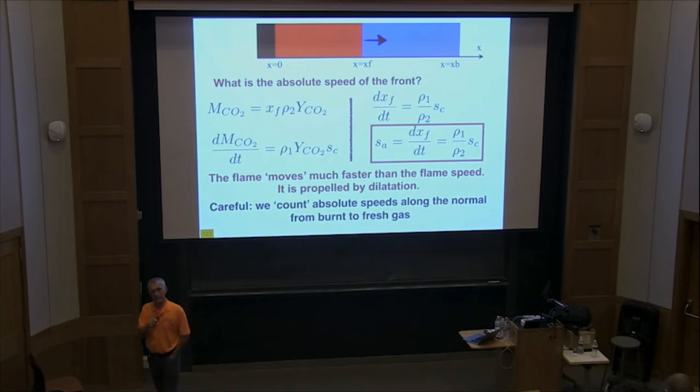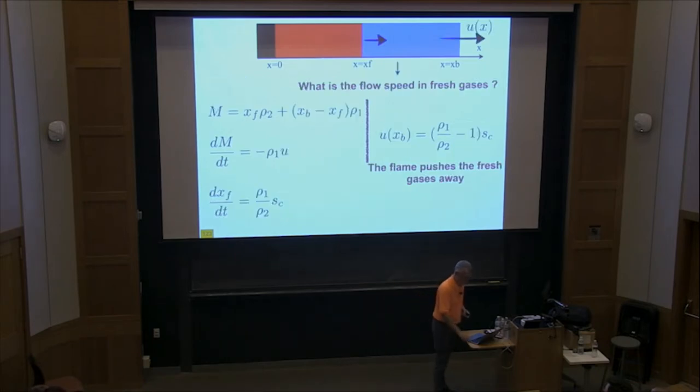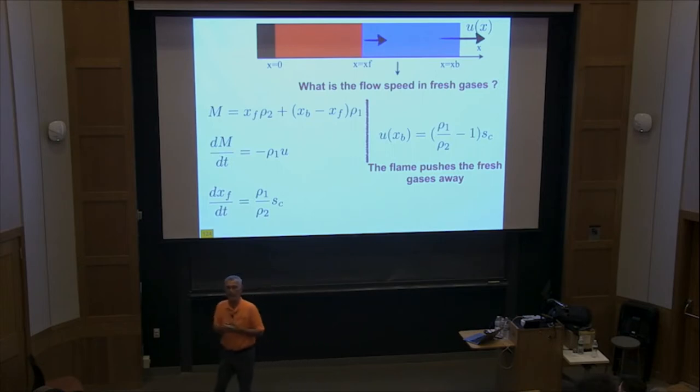And that's now an interesting effect. It's a blast effect, but in the other way. If you're sitting here, you are pushed away by the flame before the flame arrives. Okay? Long before the flame will touch you, you will feel that here the flow is pushing you away. So we can compute actually the flow speed in the fresh gases completely with the same equation of conservation. And when we do that, we find that the flow speed here is Rho1 over Rho2 minus 1 multiplied by SC. In other words, the fresh gases move away before the flame arrives. Okay? And this has enormous consequences.